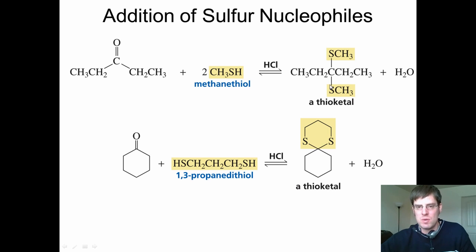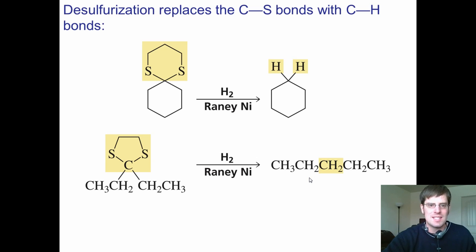The difference between the thioacetal shown up here and this one down here is that the one on the bottom is a cyclic thioacetal. So the question you might have is, why in the world would I ever want to make a cyclic thioacetal? The reason is because you can take a cyclic thioacetal and react it with hydrogen gas and Raney nickel, and it will completely remove these sulfur atoms and replace them with hydrogen atoms.